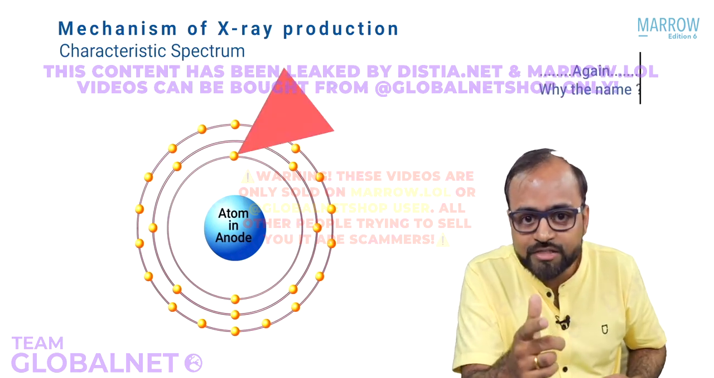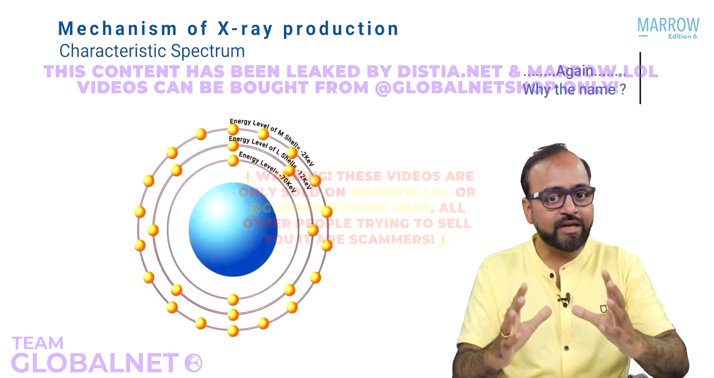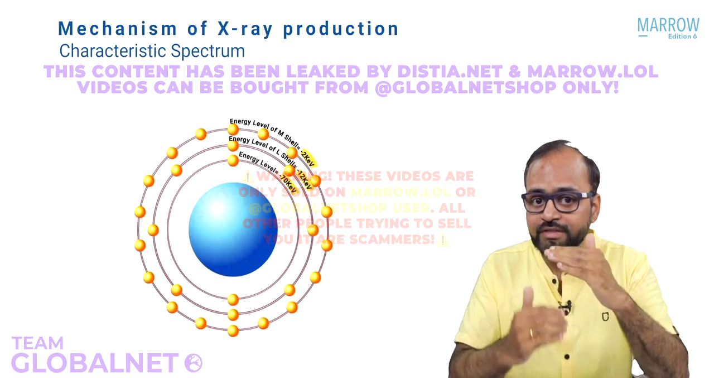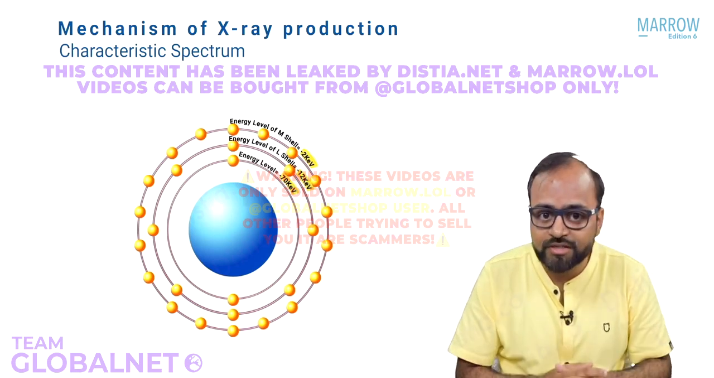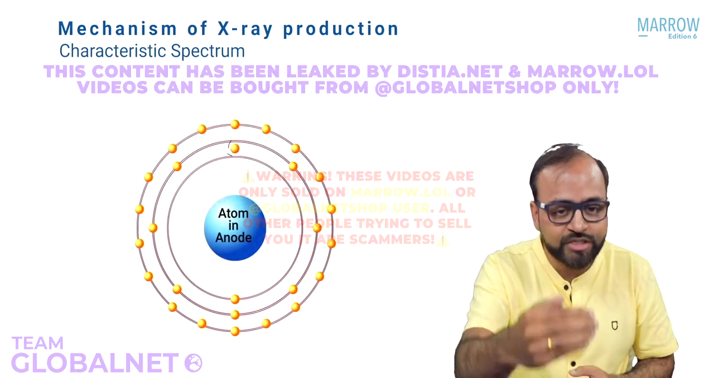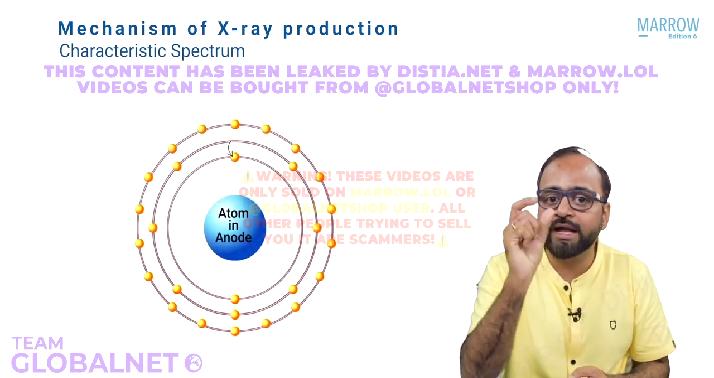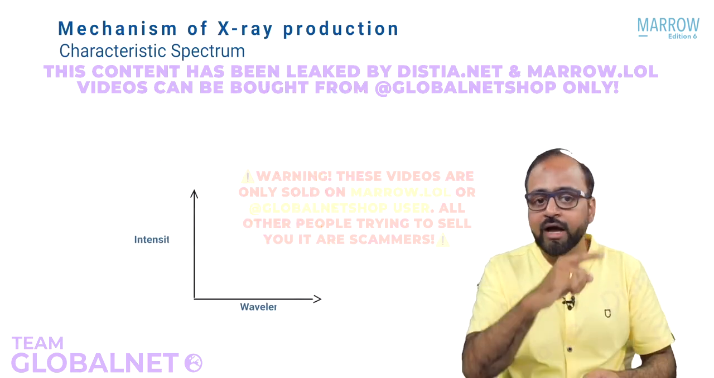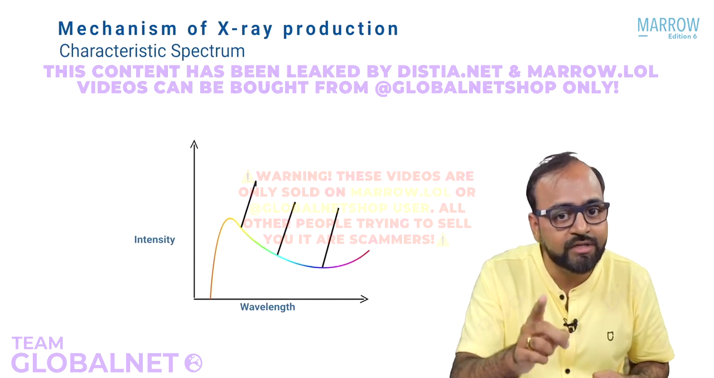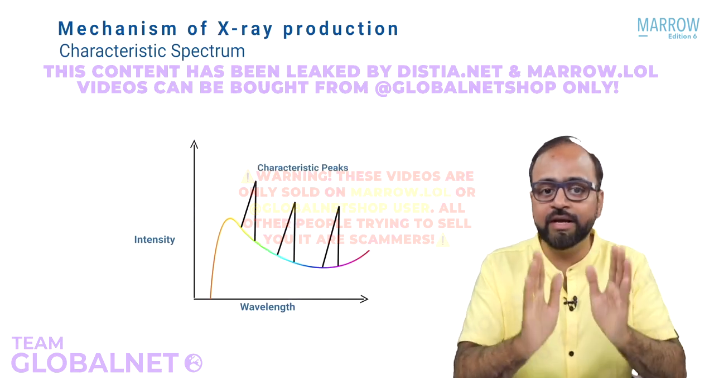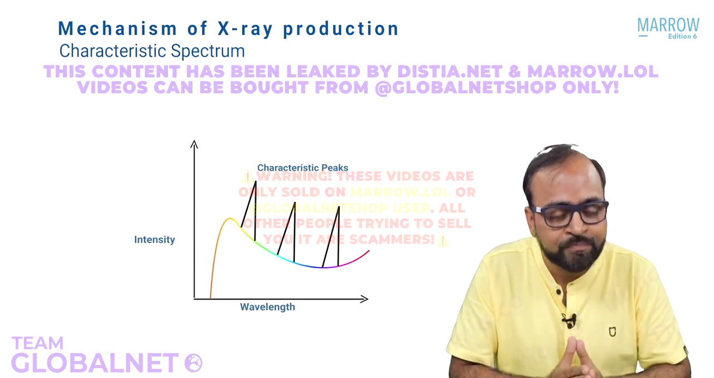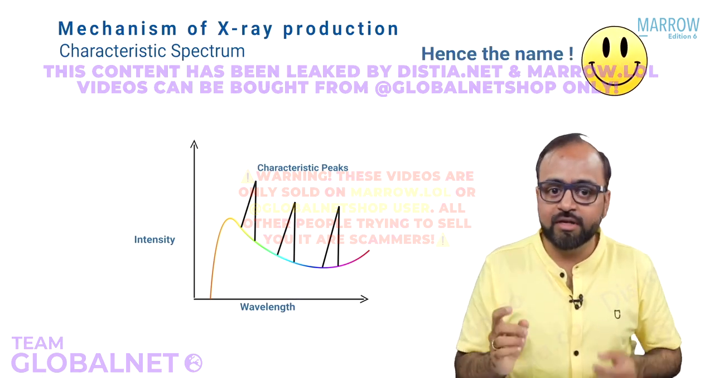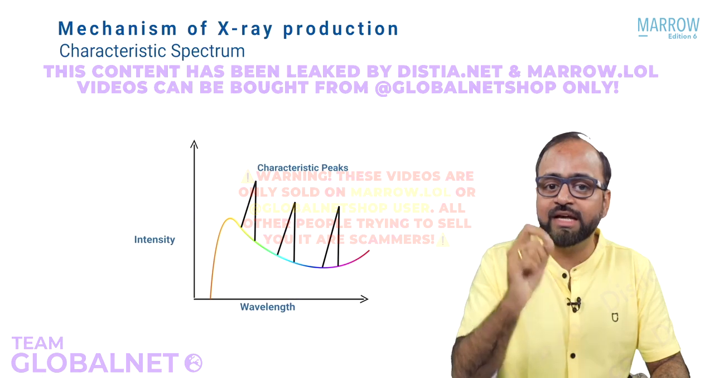But why is it called characteristic spectrum? See here, whenever we look at an atom, the energy levels of each shell are fixed. So the differences between the energy levels are also fixed. Therefore, when an electron jumps from one shell to the other, a specific or characteristic value of energy is going to be emitted. So if I analyze this X-ray beam, I will not get a continuous curve like this. Rather, I will get certain characteristic peaks on it depending upon what shell electron is jumping to what shell. Therefore, it is not called continuous spectrum. It is called characteristic spectrum. This is how X-rays are produced by the characteristic spectrum.